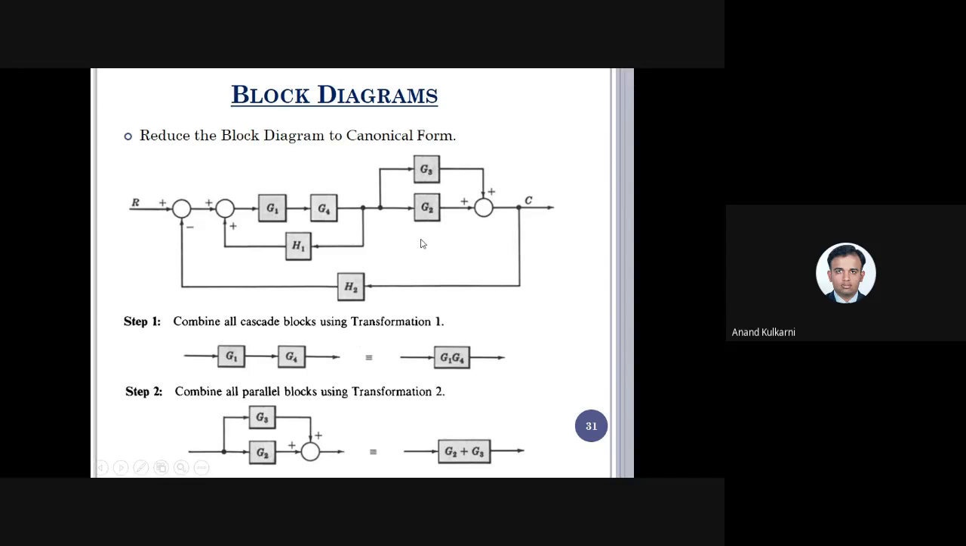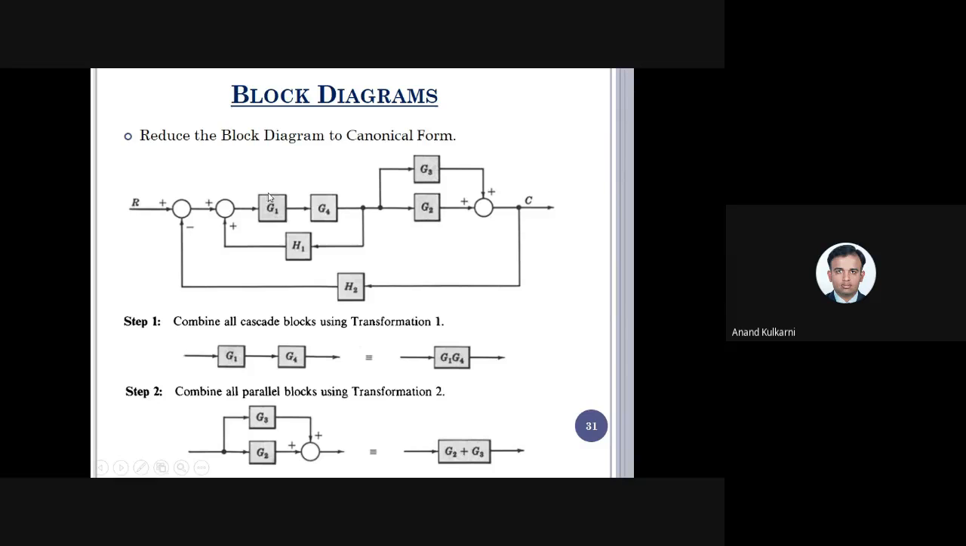Now, this is the drawing which has been given, and we have to reduce it. In that condition, how are we going to answer? Just observe here. If you can see this, can I apply the cascade form? Yes. As I already know, I'll have to start from inside to outside. So I'll take this and reduce it. Combine all the cascade blocks using transformation rules. I'll apply this first rule and cascade this, so I'll write G1 into G2.